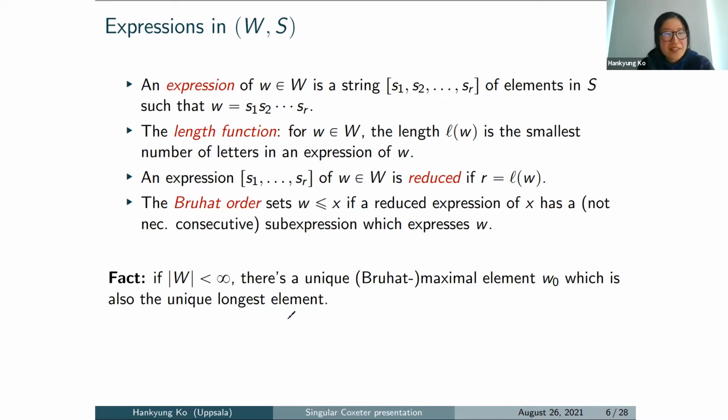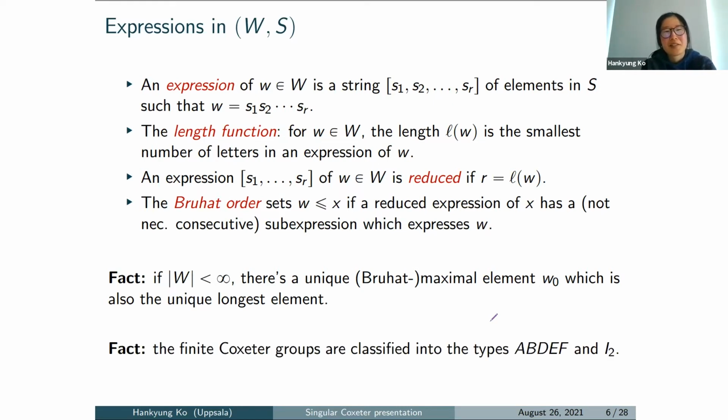Some facts about finite Coxeter groups: if we have a finite Coxeter group, then we have a unique maximal element, which I will denote by W0. This is also the unique longest element. Another fact is that we know our finite Coxeter groups. There is this ABC classification. Type A is the symmetric groups, and I2 is the dihedral groups.